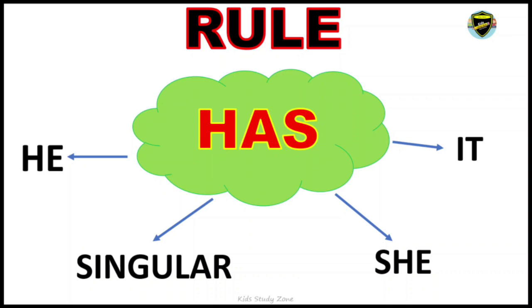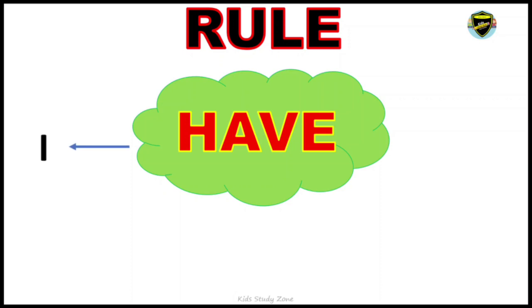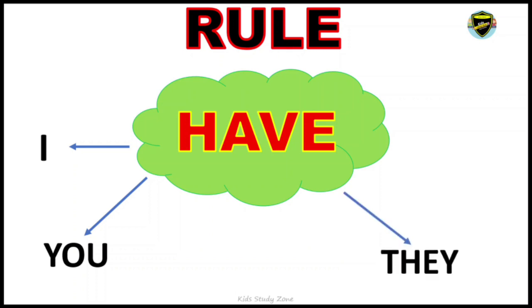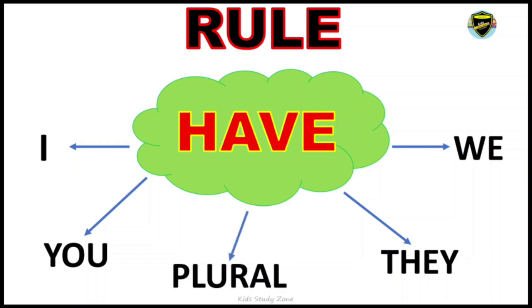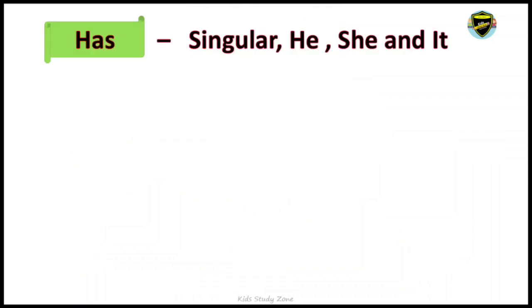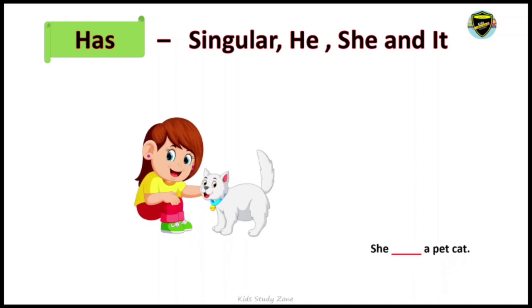Now let's see the rule for have. We use have with I. With I we always use have. You. When we are talking about somebody else, we use you. They. When we are talking about many people, then we will use they. We. When we are talking about ourselves and someone else around us, then we use we. Plural. When we are talking about many people, many things and many animals, then also we will use have. Now, let us write the rule on top and see these examples.